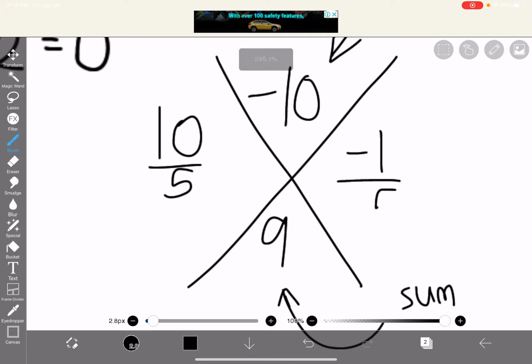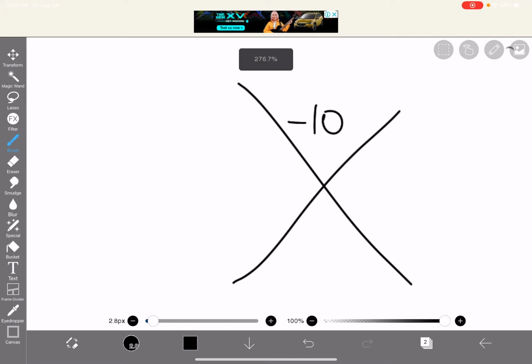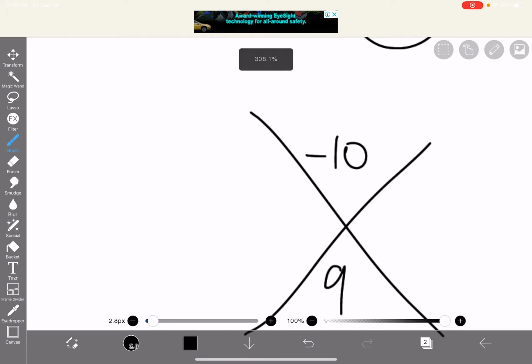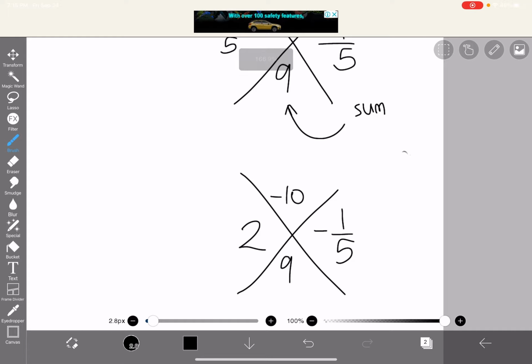Let's divide. And let's draw another x so that you won't get confused. Like that. 10 divided by 5 is 2. And since negative 1 over 5 is just the same, it will remain as negative 1 over 5.